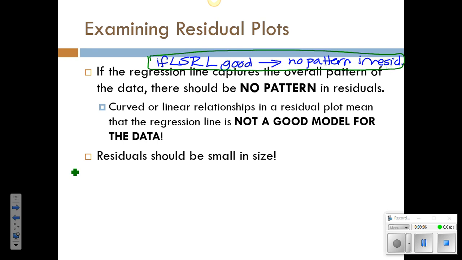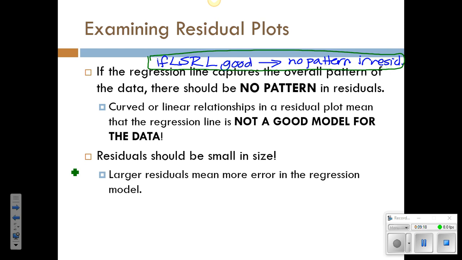Good. Residuals should be small in size, and the reason they should be small in size is because residuals are basically what? Error. Do we want a lot of error? No. So large residuals mean we have more error within our regression model, and that, my friends, is bad.